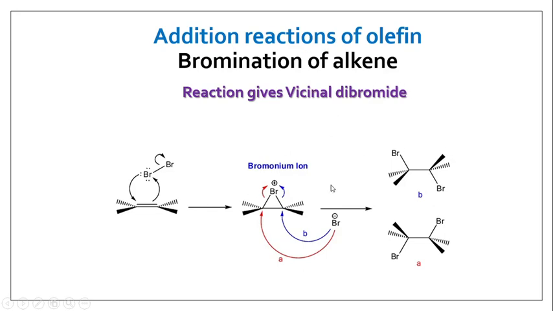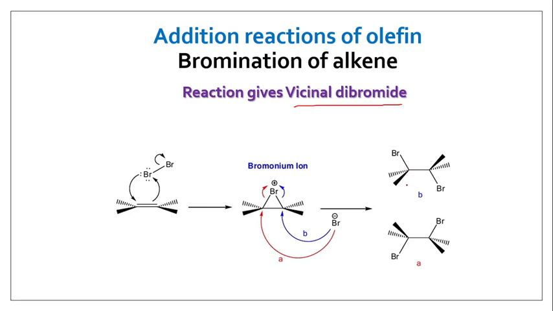Bromination of alkenes. This is the reaction in which bromine, Br2, is added to an alkene to give a vicinal dibromide. Vicinal dibromide means bromine atoms are present on adjacent carbon atoms. See here, this and this. So that's why this is called a vicinal dibromide.